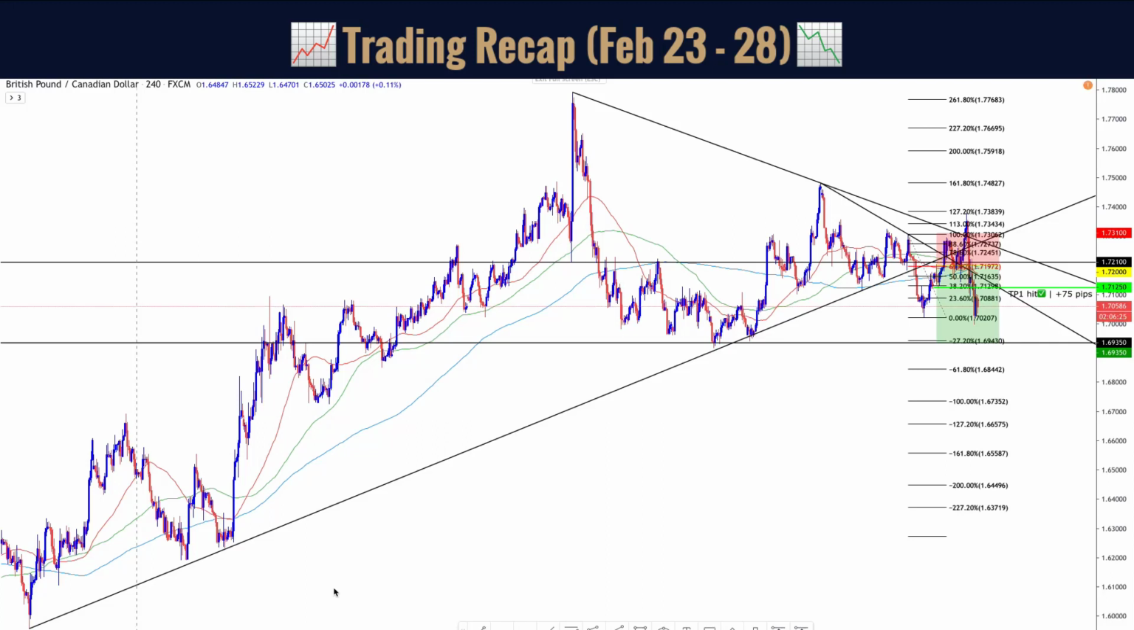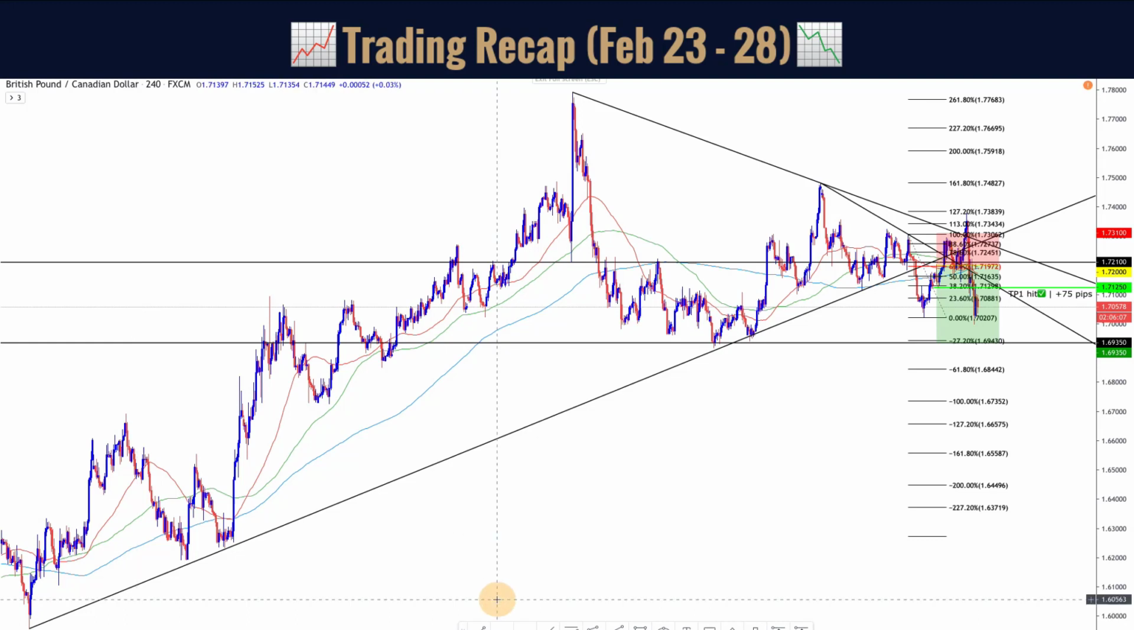So for the past week of trading, from Sunday, February 23rd till Friday the 28th, we had four opportunities. Starting off with GBP CAD, then we had GBP USD twice, and finally ending with GBP NZD.